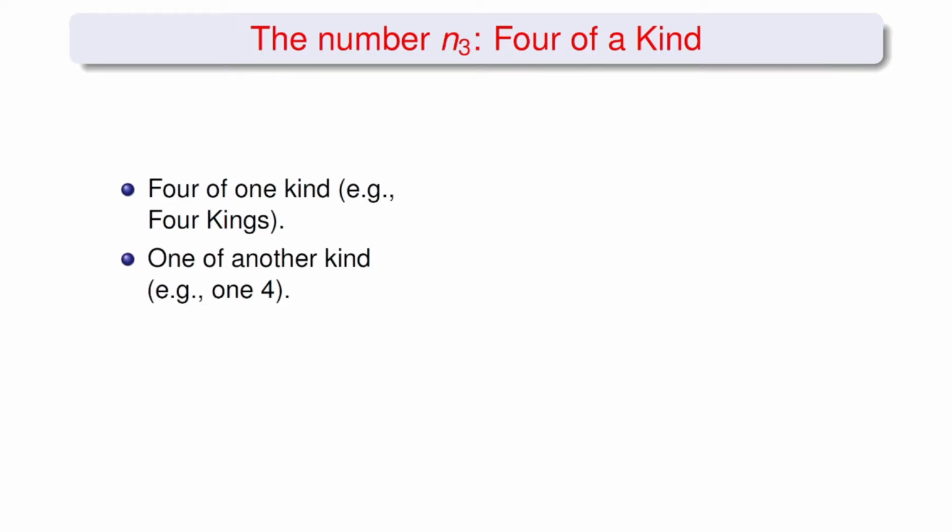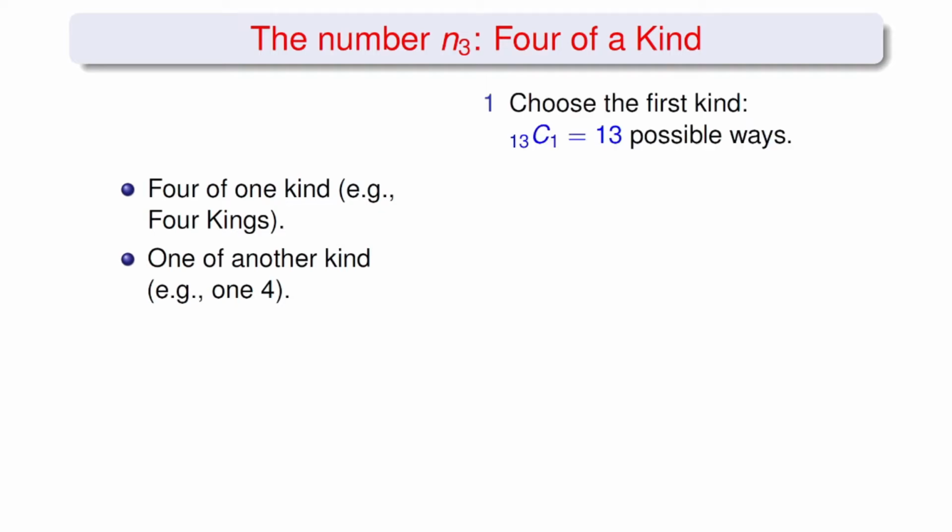Let's consider the 4 of a kind. How many such poker hands? This is N3. In order to get a 4 of a kind, we have to have, firstly, 4 of one kind, for instance, 4 kings, plus 1 of another kind, for instance, a 4. So 4 kings and a 4 put together is a 4 of a kind. Now how do we count this?